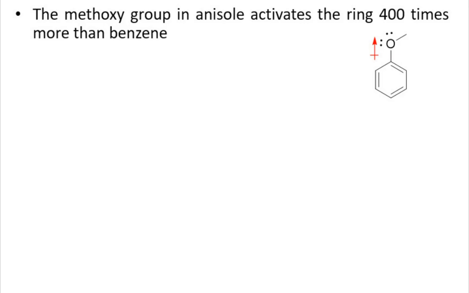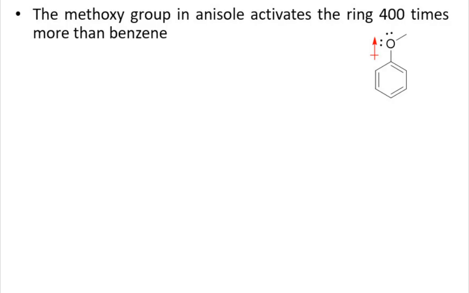The meta attack does not reduce any of our activation energy and gives us a relatively high energy intermediate. But there are other types of activating groups besides alkyl groups. One of these is the methoxy group. So when we're looking at anisole, which has that methoxy, that O and then CH3, we see that it activates the ring about 400 times more than benzene. So it's an even stronger activating group than toluene, which activated the ring about 25 times more than benzene.